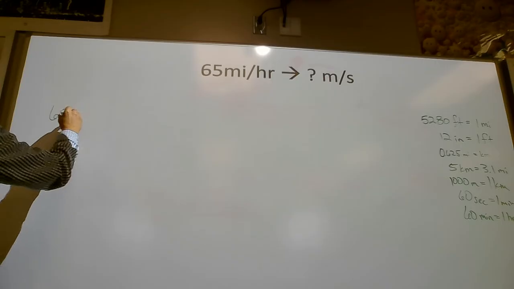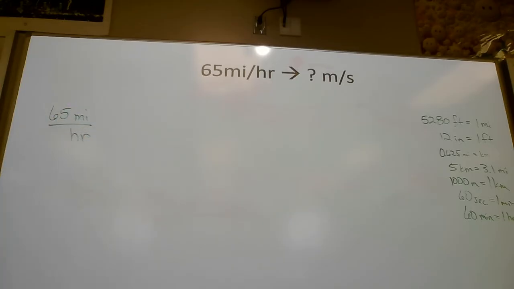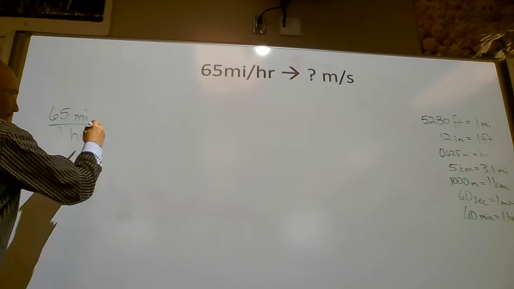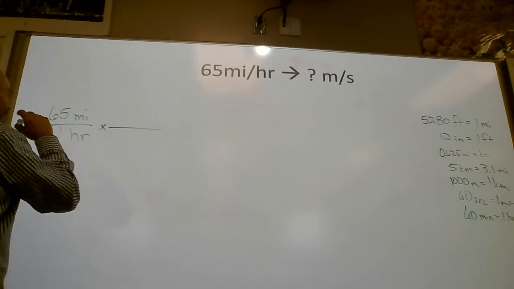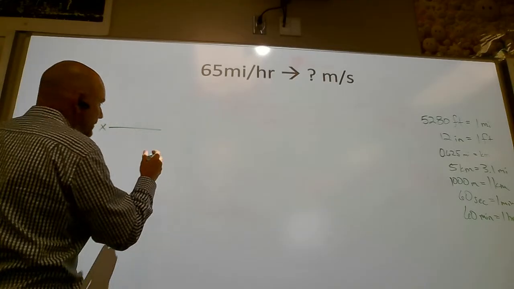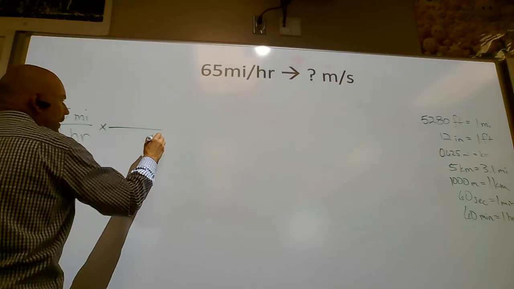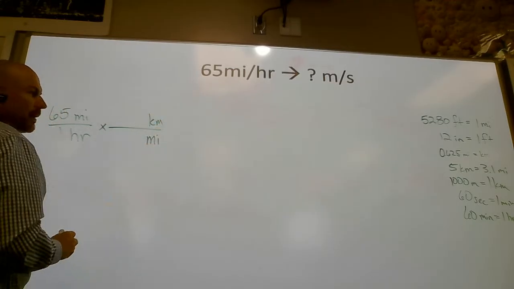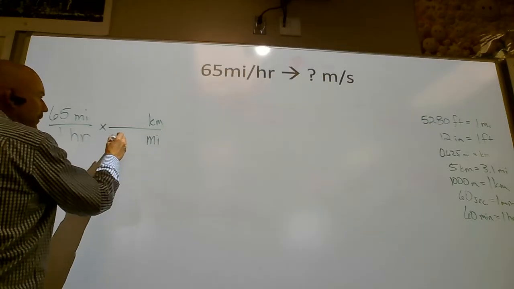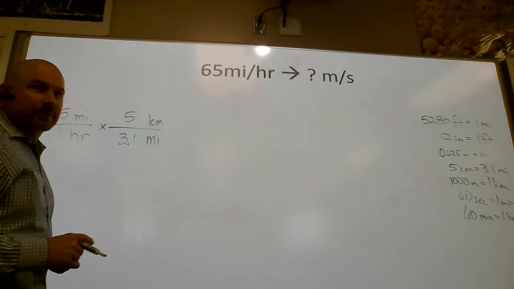So 65, now check this out. This is important. Miles per hour, I'm going to write it like this. You could, if you wanted to, write it like that. Okay. That's an important thing. So, miles, I'm going to convert to get the distance out of the way. So, I can go miles down here, kilometers down here. I could use either one of those. I know this one's valid. 3.1 miles, 5 kilometers.